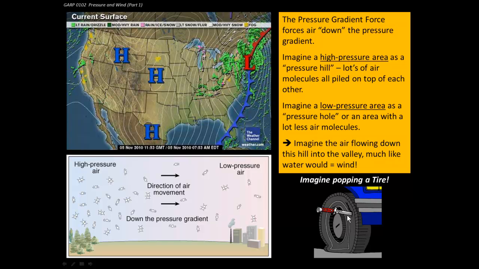That's the same thing that happens when you pop a tire. There's high pressure inside your tire. There's lower pressure outside of your tire. When you pop a tire, what happens? The air rushes out. The air basically flows down the pressure hill from inside your tire to the outside of your tire. That's wind.